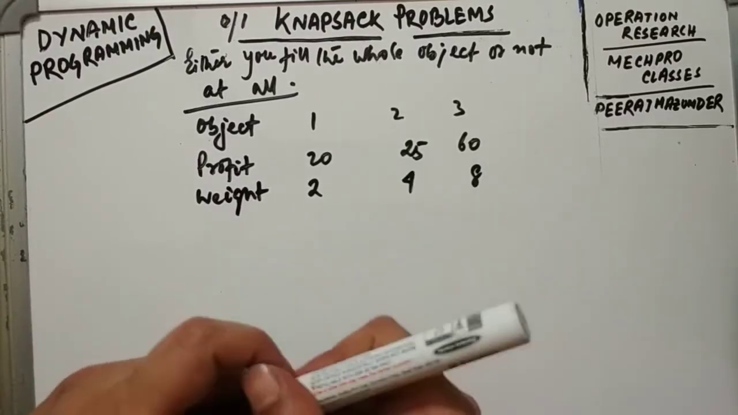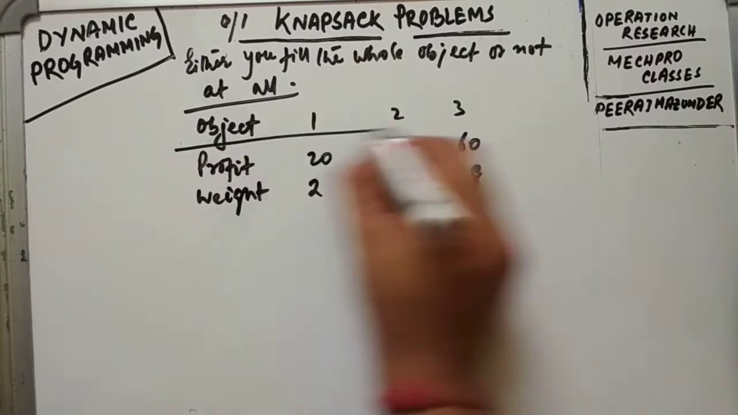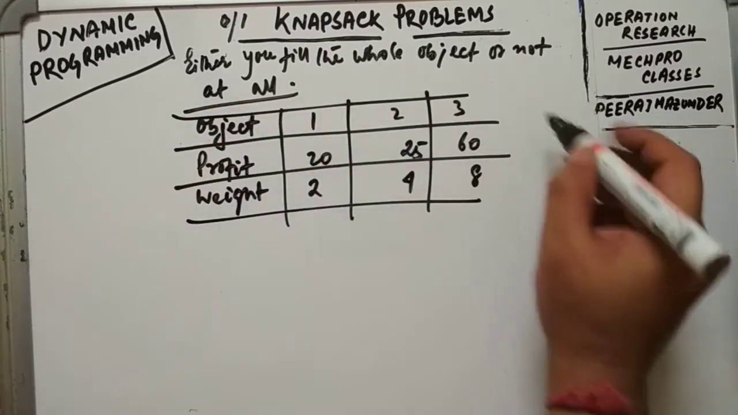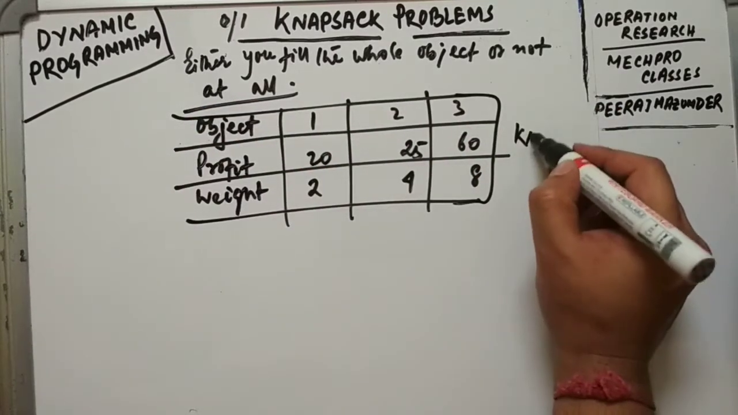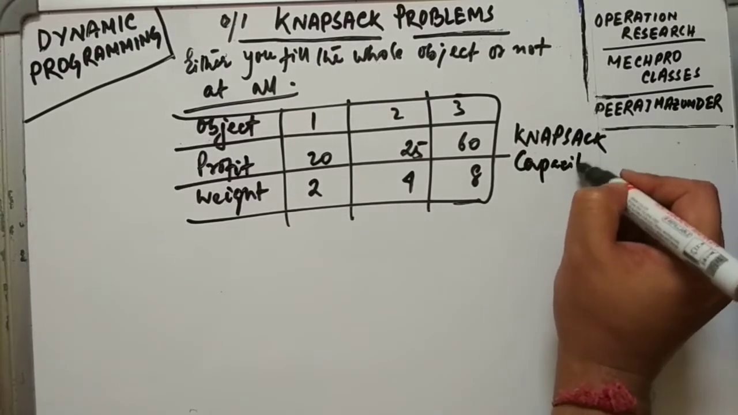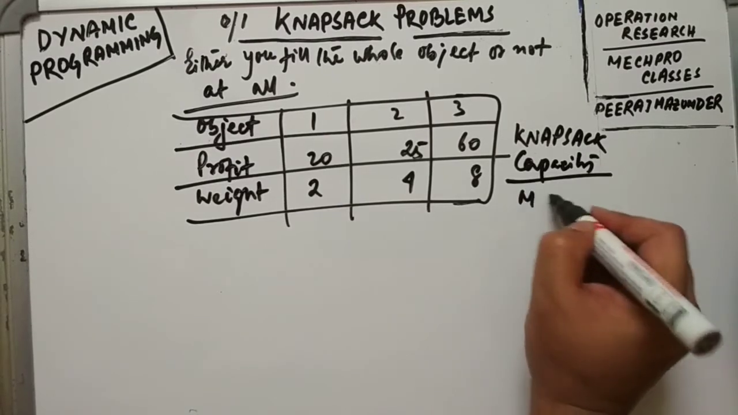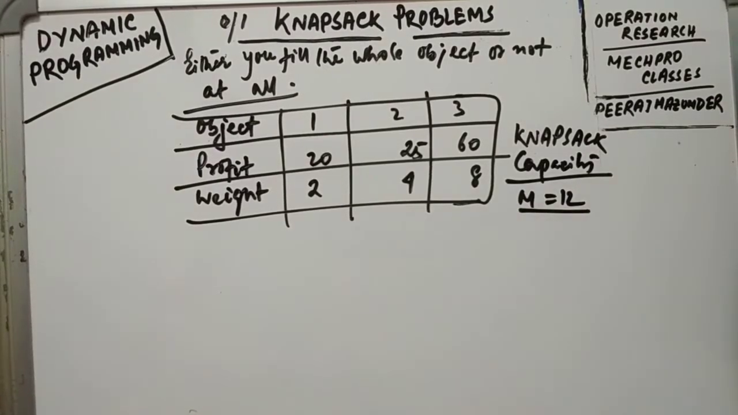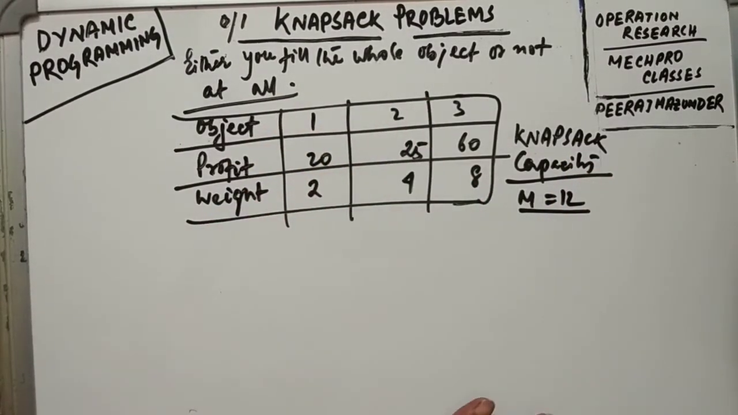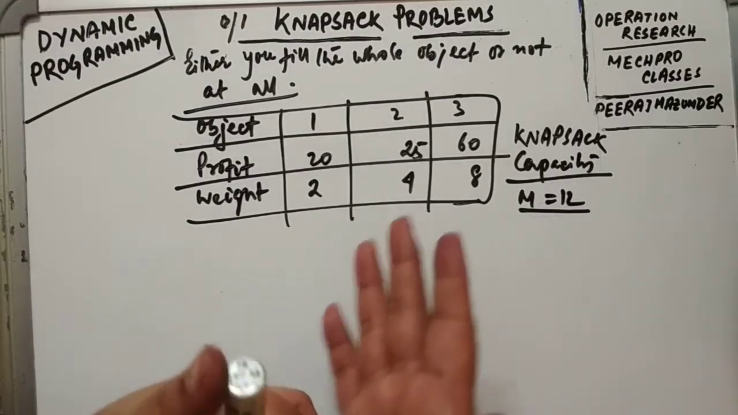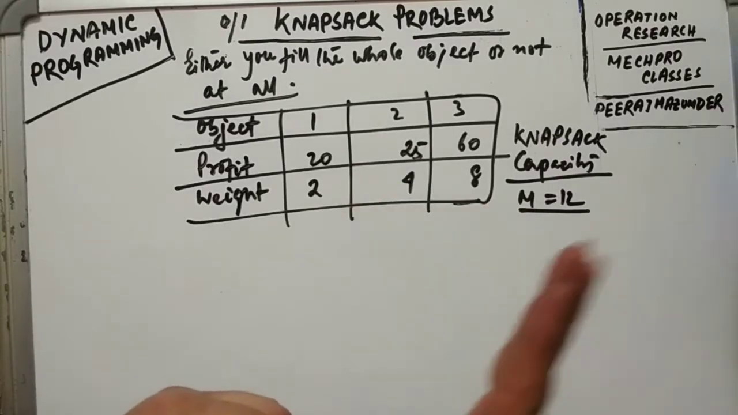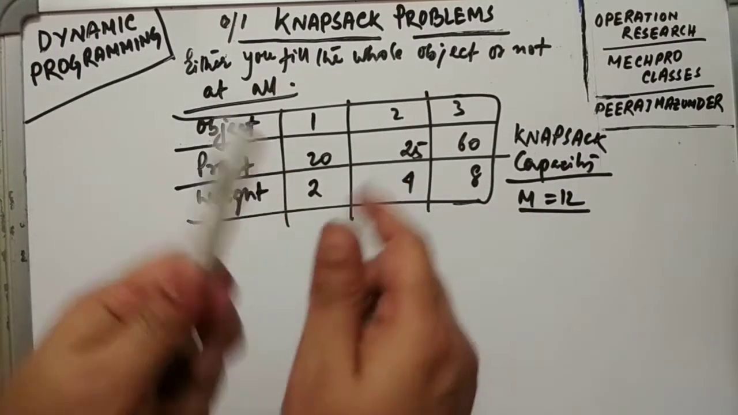Now let us consider a knapsack. We are given some capacity. Knapsack capacity, I can write it over here, the maximum capacity is given as, say, m equal to 12. So that is the maximum capacity. We have to fill this knapsack with these objects 1, 2, 3 so that we will have an optimal solution, or you can say maximum profit. So this is our aim of the knapsack problem, to obtain the maximum profit. Now let us solve.